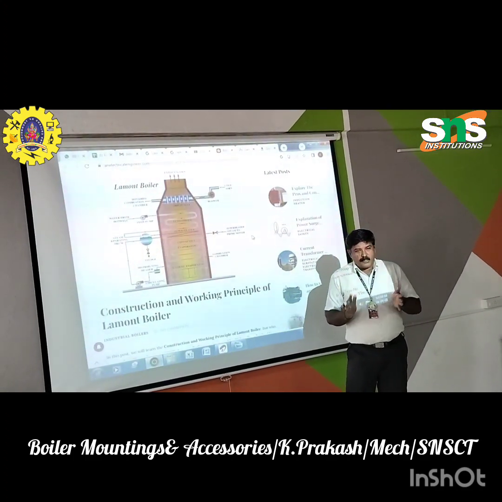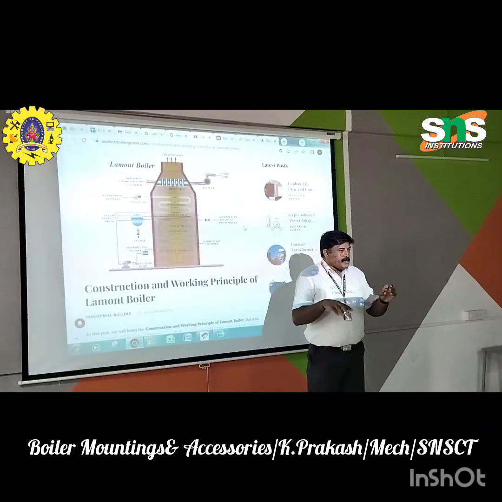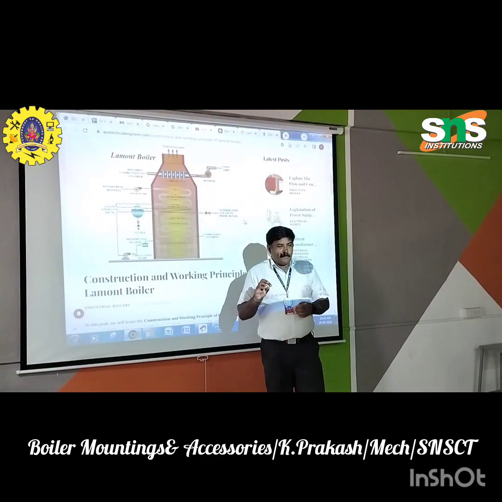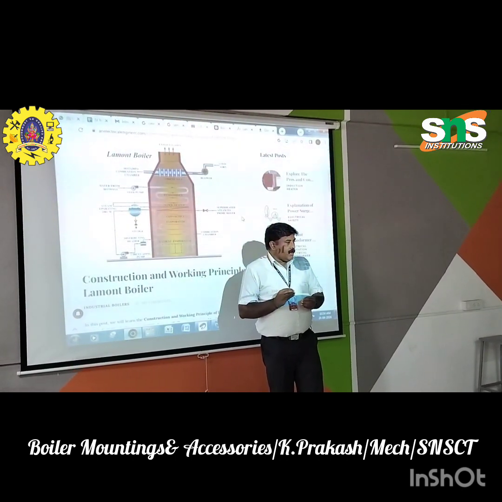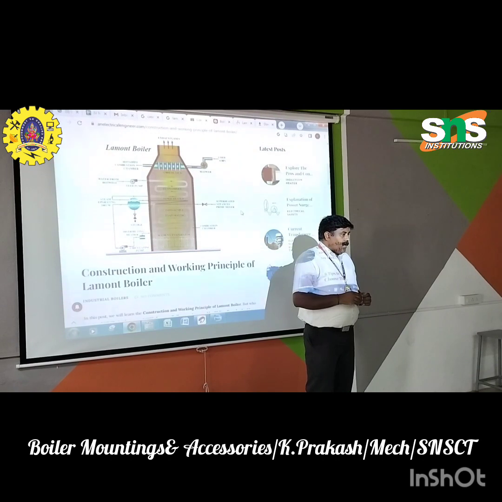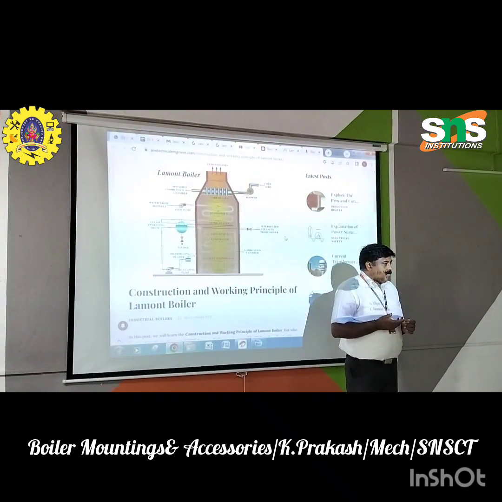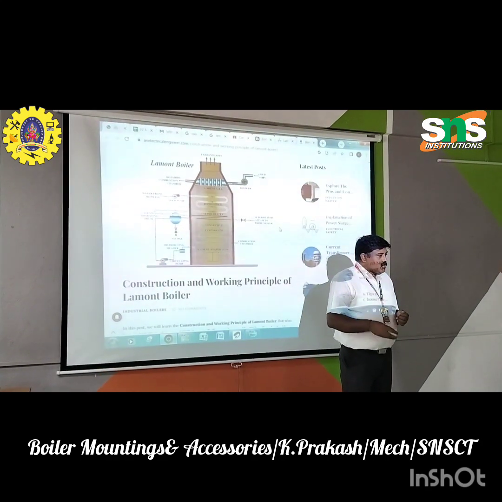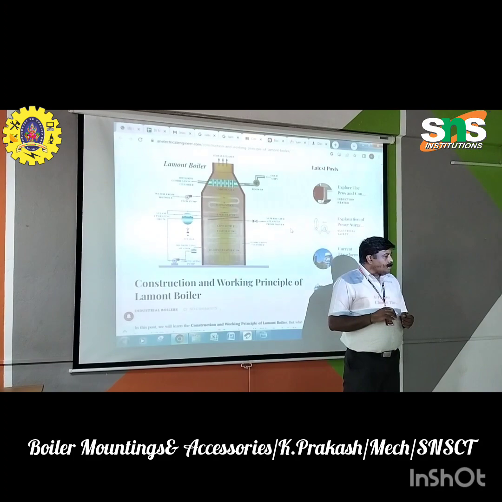Now in these boilers, there are some mountings and accessories. What are mountings? Mountings are very important in boilers because we want to know the pressure inside the boiler. How much is the pressure? Without knowing the pressure, we can't operate the boiler. That is called a mounting.